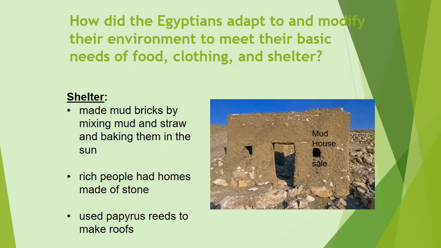Now the shelter. They made mud bricks by mixing straw and baking them in the sun. Rich people had houses made of stone, and papyrus reeds were used to make the roofs. These were mainly mud houses, which was actually useful because it kept the Egyptians nice and cool in the hot climate.